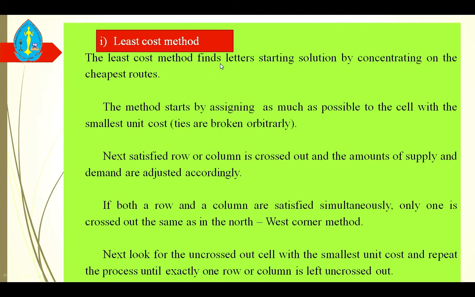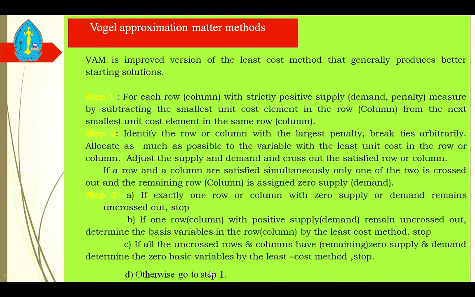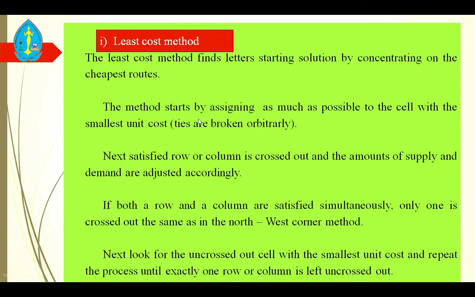Least cost method. The least cost method finds a better starting solution by concentrating on the cheapest routes. The method starts by assigning as much as possible to the cell with the smallest unit cost. That is, from the table, we can check row wise and column wise and find the smallest unit cost cell, and then we can assign as much as possible to that cell.